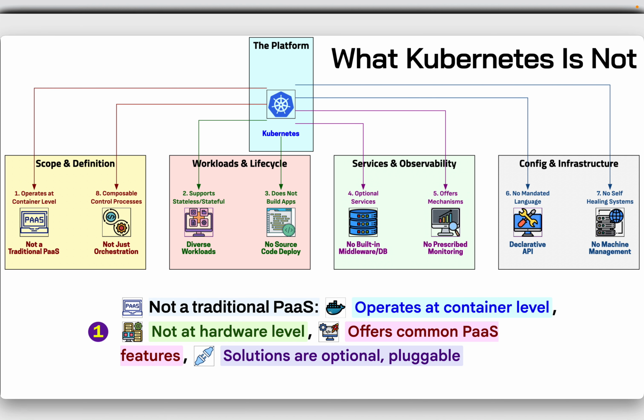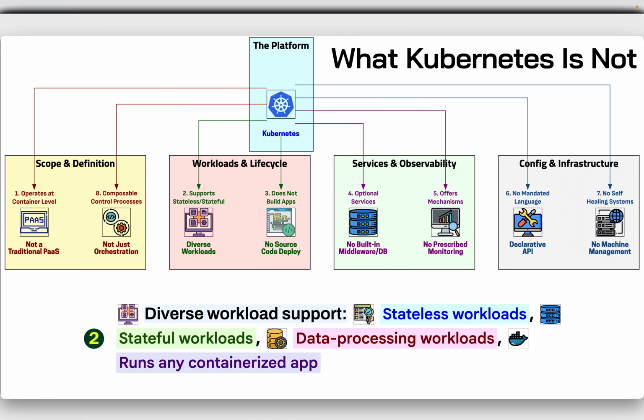So, Kubernetes is not a traditional, all-inclusive platform as a service system. While it provides some features common to PaaS offerings such as deployment, scaling, and load balancing, it operates at the container level and not at the hardware level. These solutions are optional and pluggable. Kubernetes aims to support a diverse variety of workloads, including stateless, stateful, and data processing workloads. If an application can run in a container, it should run well on Kubernetes.